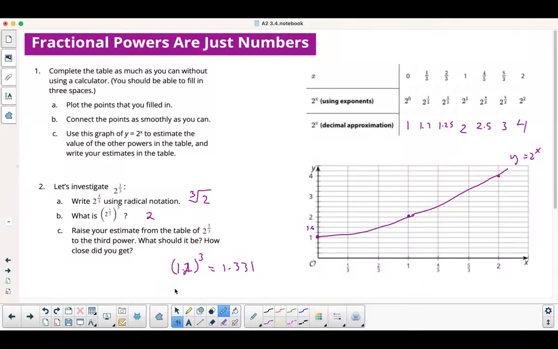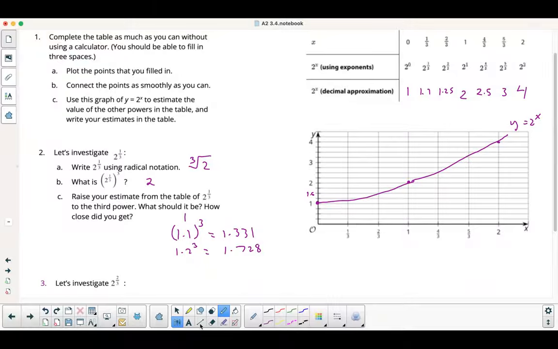Getting closer. Let's see here. 1.2 to the third was 1.728. 1.25 to the third. And you can kind of trial and error it until you get it pretty close. All right, so it's obviously going to be a little bit bigger than that. So, hard to tell here with this graph.